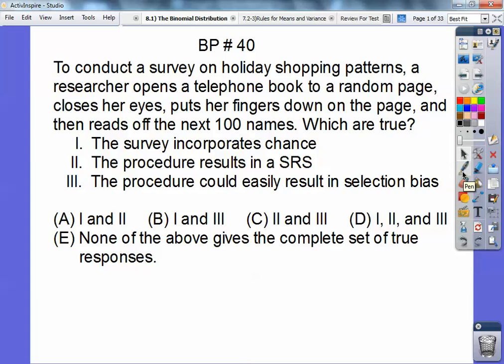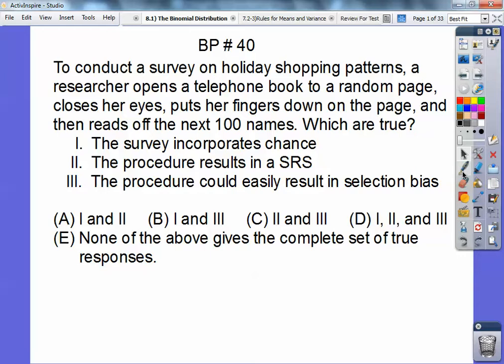To conduct a survey of holiday shopping patterns, a researcher opens a telephone book to a random page, closes her eyes, puts her fingers down on the page, and then reads off the next 100 names. True: the survey incorporates chance, I suppose a little bit. The procedure results in an SRS?